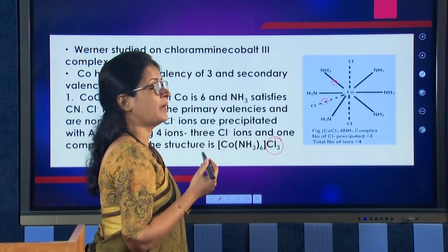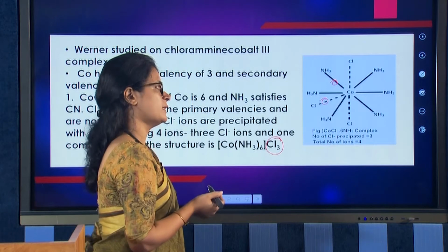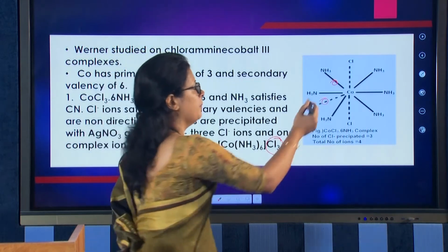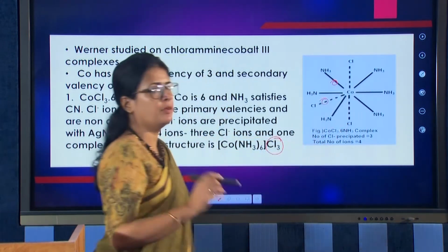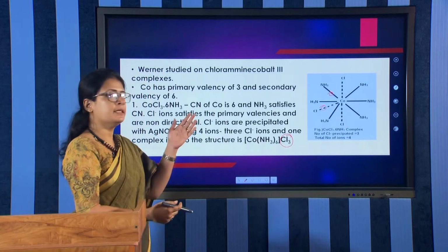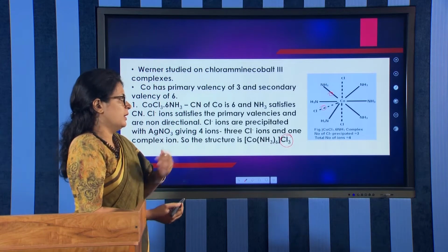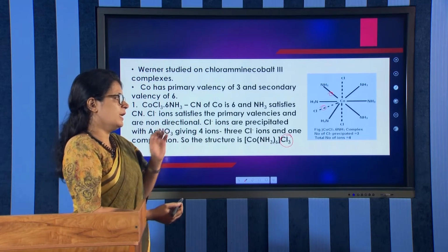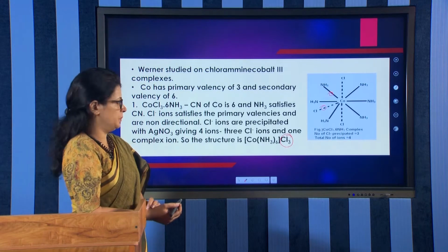They show the primary valency. They are the primary valency. They are non-directional, but these are directional. They will be oriented in fixed positions, and that determines the geometry of the complex. Number of chloride ions precipitated is 3 and total number of ions is 4.